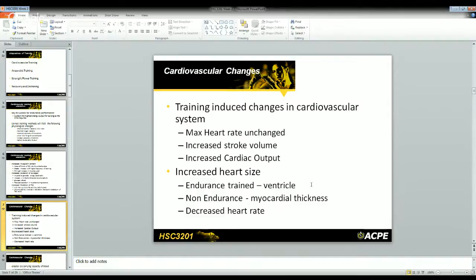Increased stroke volume and increased cardiac output. Well, increased stroke volume is, think of it, each rep of the heart beating is going to be able to force out more blood. And with that, cardiac output will increase. Heart size can be increased through left ventricular hypertrophy, or myocardial thickness, the thickness of the muscle wall, and a decreased heart rate. If you look at our high-level elite endurance trained athletes, whether they be, say, a cyclist or an endurance runner, they're going to have resting heart rates way down below 50, possibly as low as 40 beats per minute.